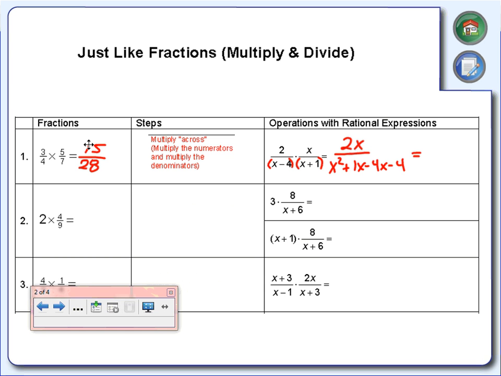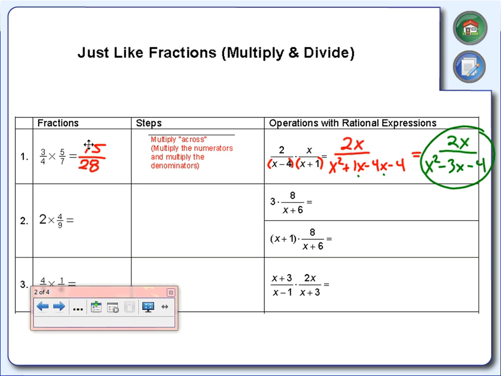Now, I'm not quite done yet. I'm going to clean that up a little bit. The numerator, of course, is going to stay the same, 2x. It's the denominator that I'm going to fix, because these two terms in the middle are like terms, which means I can combine them, which now means I have x squared minus 3x minus 4. This is what I get when I simplify the 1x minus 4x. So this right here would be the answer. And I do that simply by multiplying straight across. Nothing fancy.